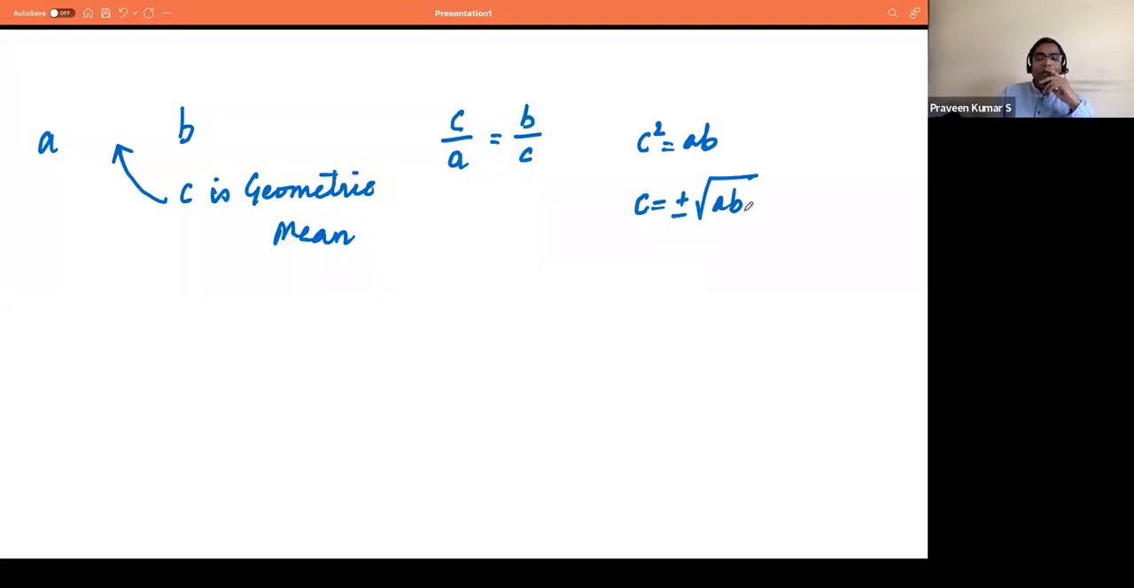So C is equal to plus or minus square root of AB. Okay. Now, what is the common ratio here? The common ratio will be equal to C by A. So if you take C by A, you will get square root of B by A. Similarly, if you want, you can introduce multiple geometric means. Okay, it is not necessary that you have to introduce only one geometric mean. You can introduce multiple geometric means as well.